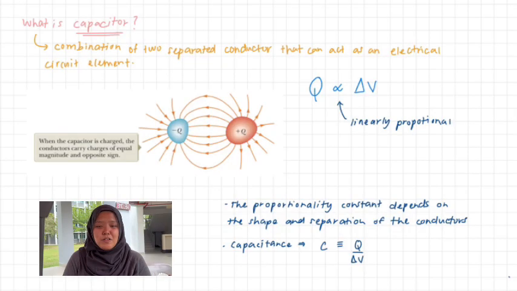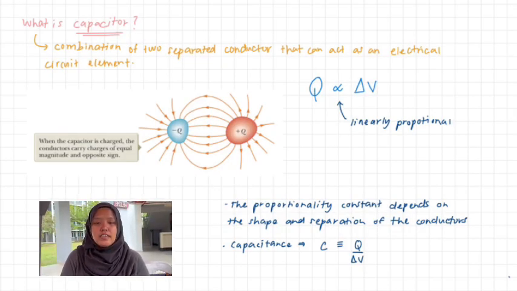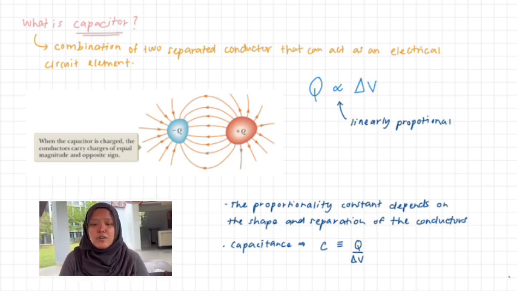And today we will be presenting about application in capacitor. Any combination of two separated conductors can act as an electrical circuit element and is called a capacitor. The conductors are called plates. If the conductors carry charges of equal magnitude and opposite sign, a potential difference exists between them.